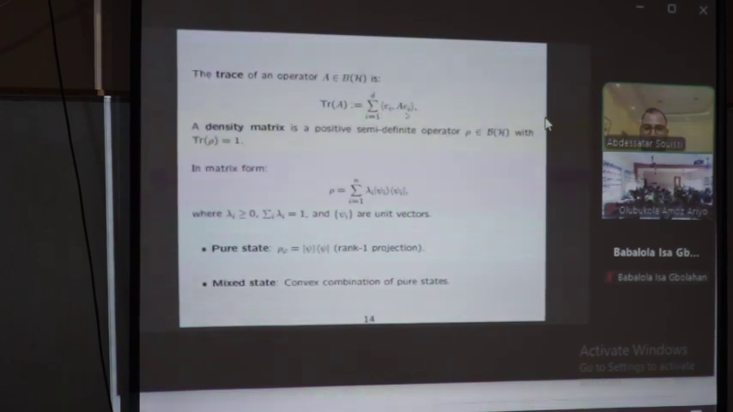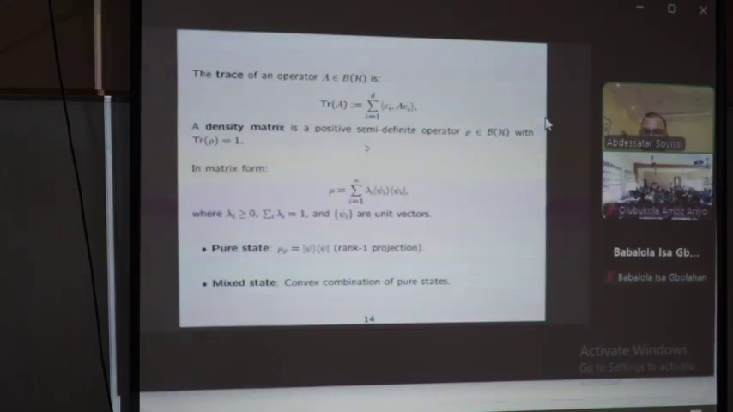Now we find the case of an operator over H. The sum of this quantity is related to bases and it doesn't depend on bases. And now we define a really important ingredient for states. These density matrices are matrices which are positive semi-definite, satisfying the trace of rho equals 1.